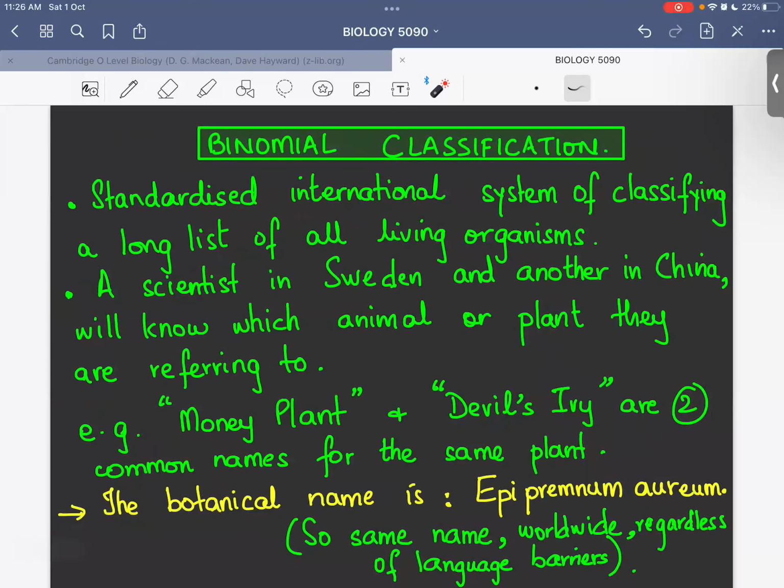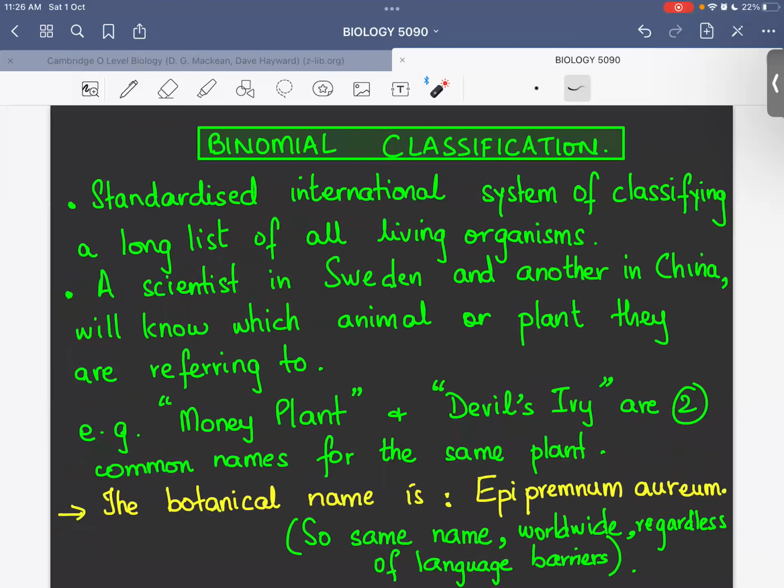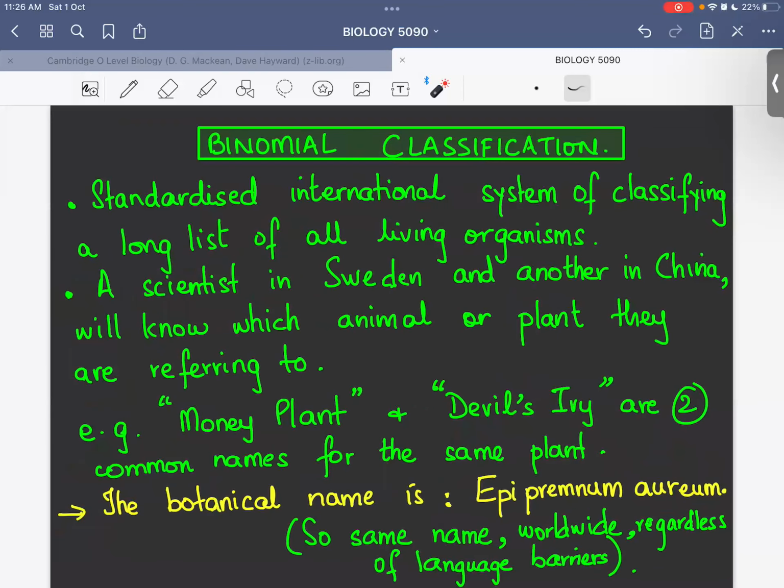Now, this is somewhat thoda sa complicated lag raha hai, but you will read it yourself. I will ask you how much you understood, and then we will have a discussion. So the first important subtopic of this chapter is binomial classification. Okay? So kya cheez hai binomial classification? You read it and then we'll discuss.